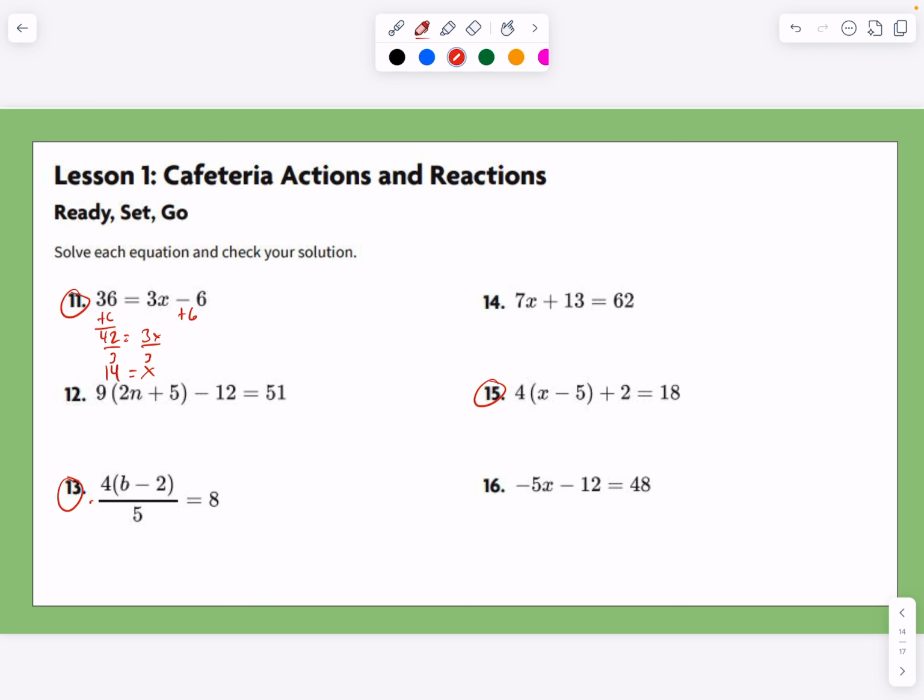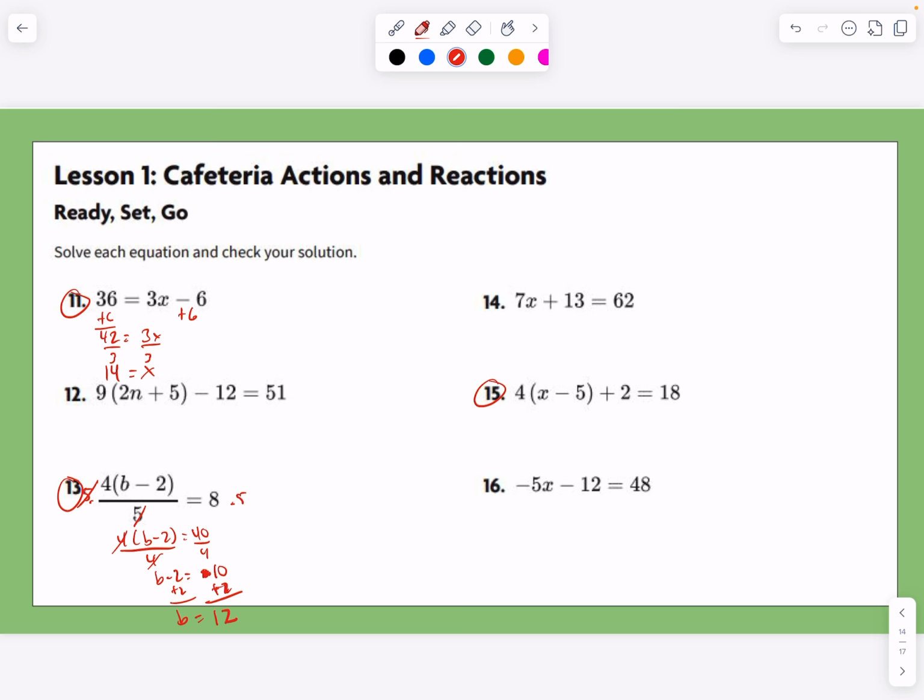Over here, I'm going to multiply both sides by 5 in order to get this away. Then you're left with 4 times b minus 2 equals 40. I'll divide both sides by 4 in order to get that apart. So b minus 2 equals 40 divided by 4, which is 10. I'll add 2 to both sides, so that b equals 12.